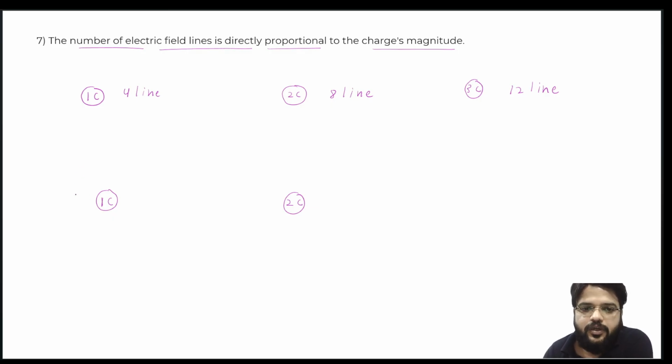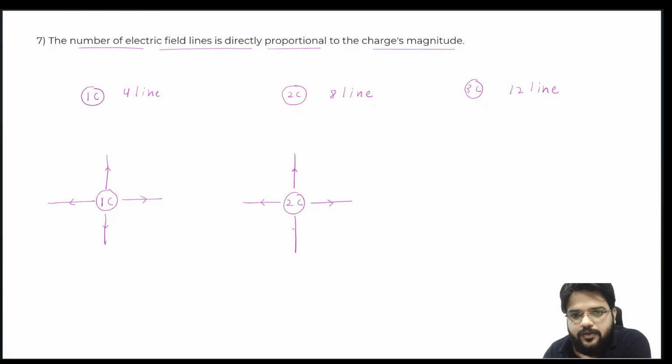So for the 1 coulomb charge we require 4 lines. This is the field diagram for the 1 coulomb charge, and if I draw it for the 2 coulomb charge, then we need to make 8 lines here. So here we need to draw 8 lines, everyone.